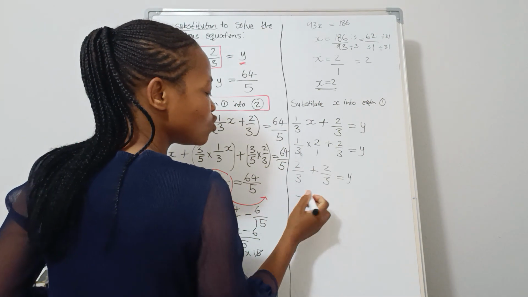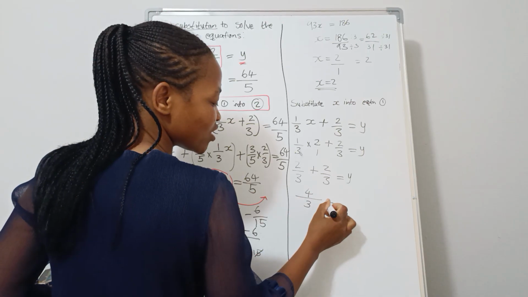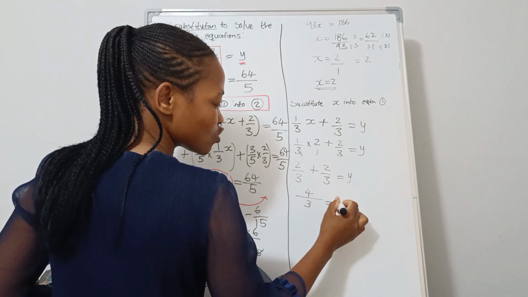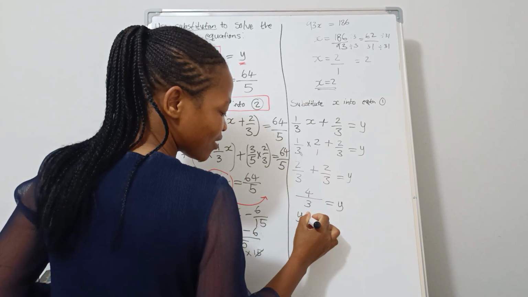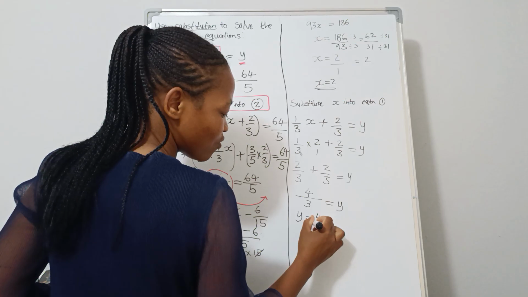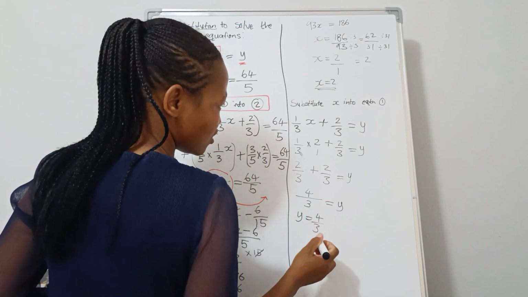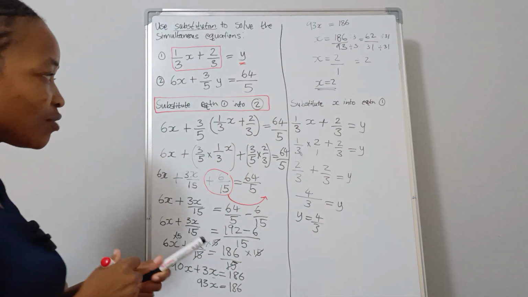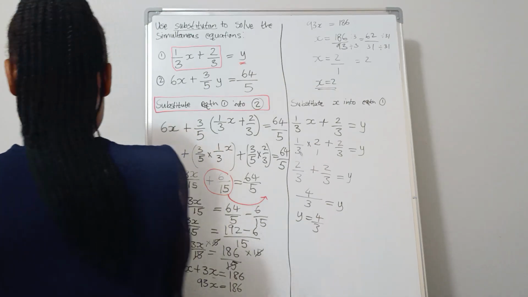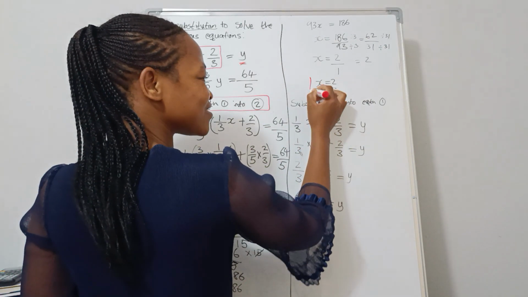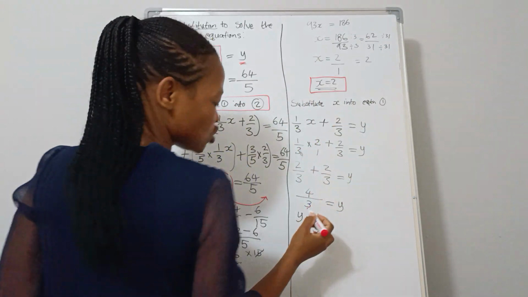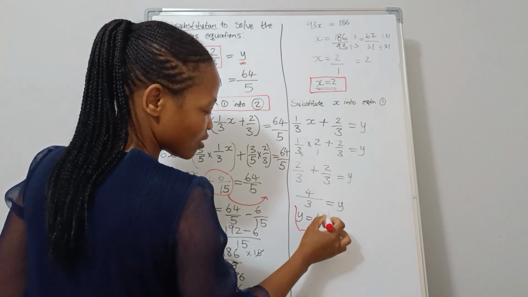So it's 2 plus 2, which is 4. So we are saying that this equals y. So y equals 4 over 3. This is just writing it neatly, okay? So there we go. Those are our answers. See how easy it is? It's literally so easy, okay?